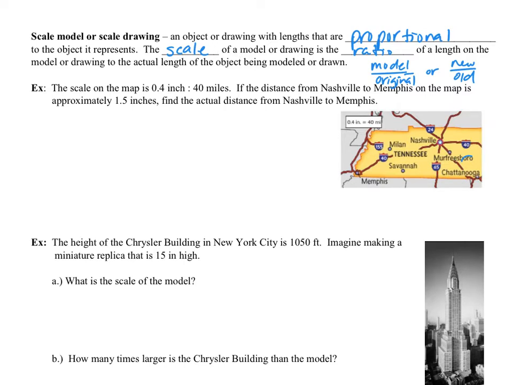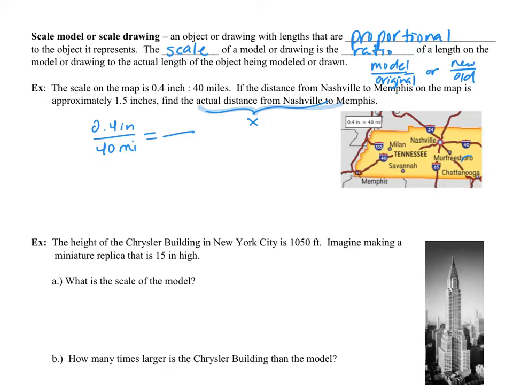So we're going to use this scale. Now the scale is going to compare a measure on the map, 0.4 inches, to 40 miles in reality. So now if we want to answer the question, if the distance from Nashville to Memphis on the map is 1.5 inches, find the actual distance from Nashville to Memphis. Let's just give it a variable, let's call it x. So let's write a proportion that compares a measure on the map to a measure in real life.